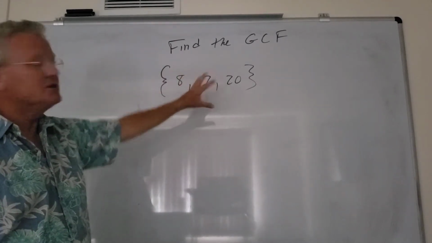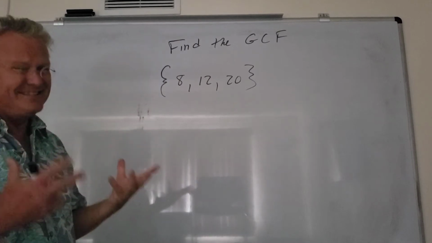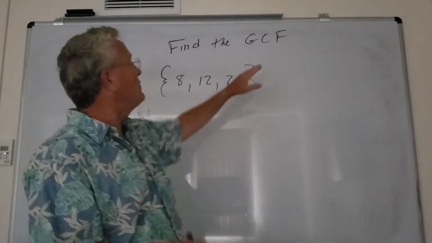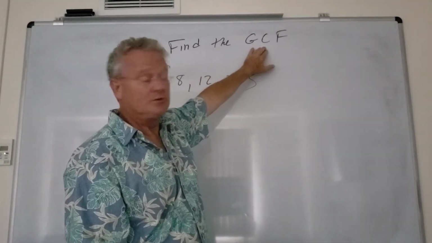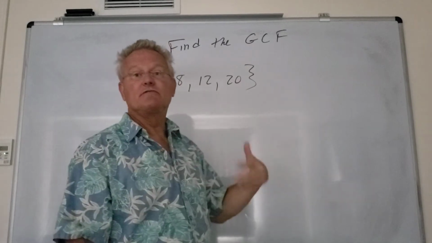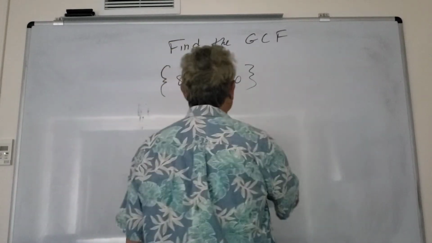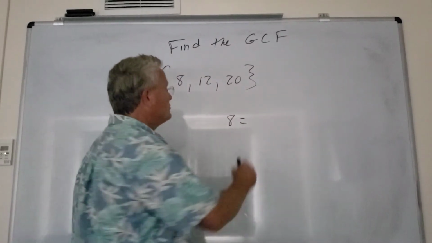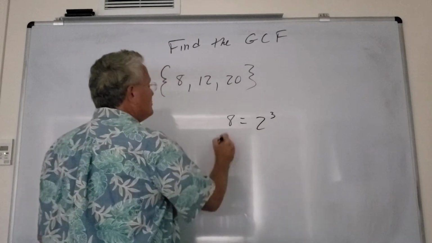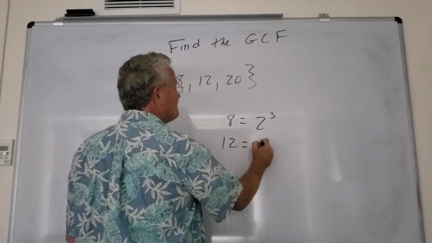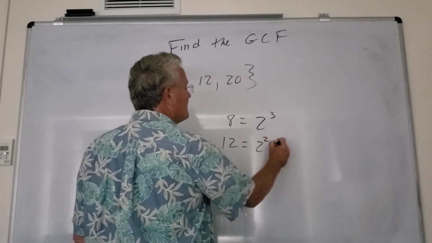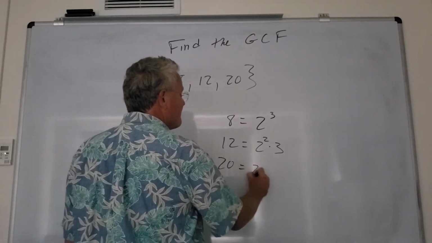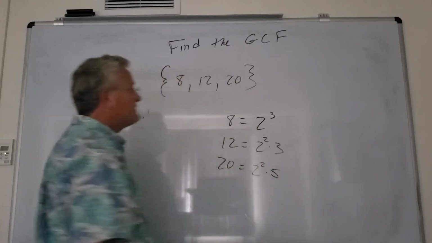But if these numbers are bigger, sometimes it's not as easy to do in your head. So we do it very similar to the way we did the LCM, the least common multiple. We write these numbers in prime factored form. 8 is 2 times 2 times 2, or 2 cubed. 12 is 3 times 4. 4 is 2 squared, so 2 squared times 3. 20 is 4 times 5. 4 is 2 squared, so 2 squared times 5.